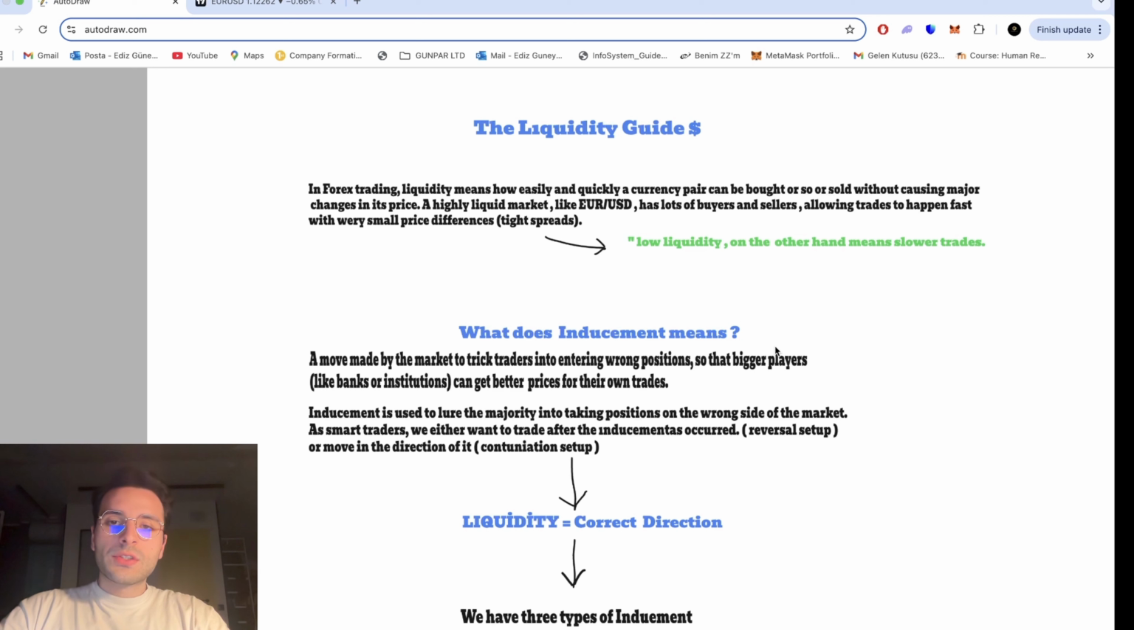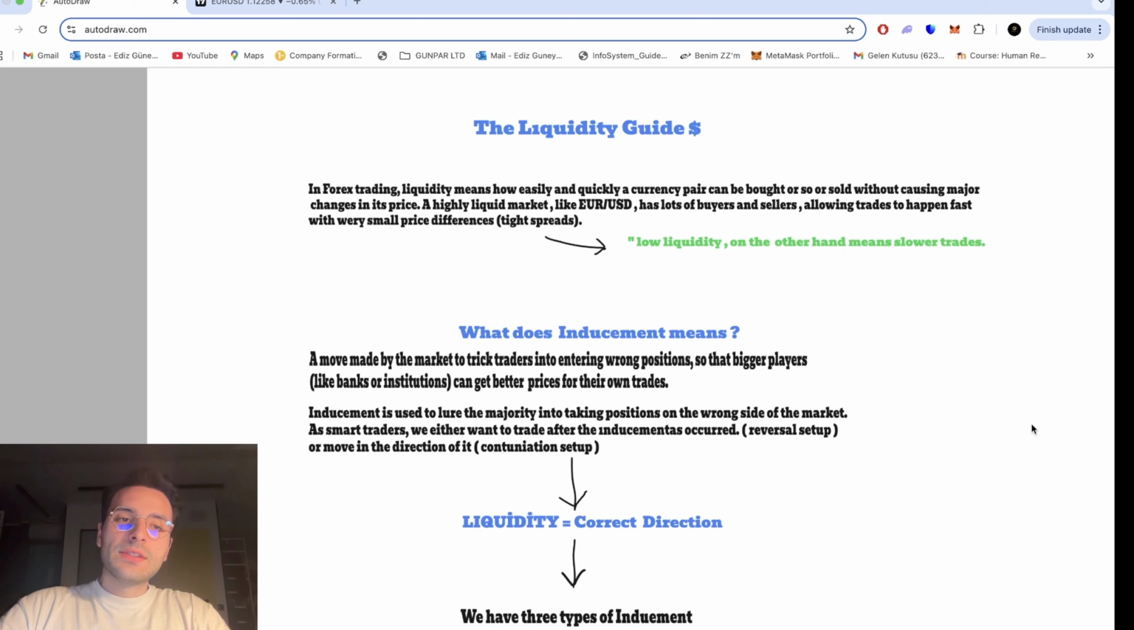In forex trading, liquidity means how easily and quickly a currency pair can be bought or sold without causing major changes in its price. A highly liquid market like EUR/USD, EUR/GBP, or AUD/USD has lots of buyers and sellers, allowing trades to happen fast with very small price differences. On the other hand, low liquidity means slower trades.